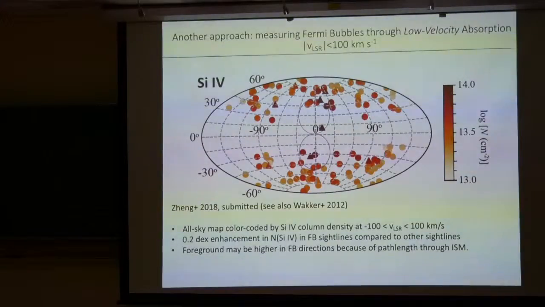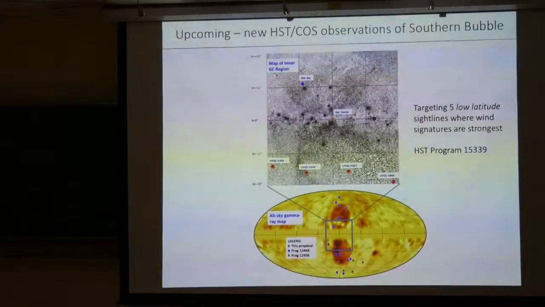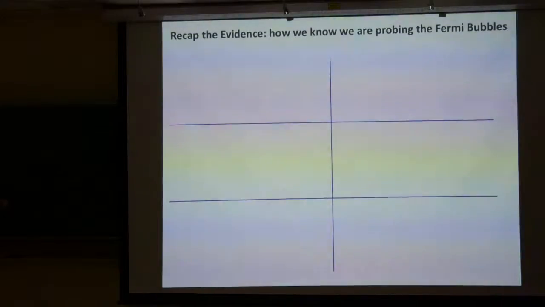Now, there's a complicated foreground as well, because you would expect a lot of material when you look straight towards the galactic center, which I won't get into, but in any case, I think this is a very promising technique. So we have more data coming. I'm going to skip over that for reasons of time, and I'm just going to leave with why we think, or just to recap the evidence that we have for how we can probe the Fermi bubbles with the UV.